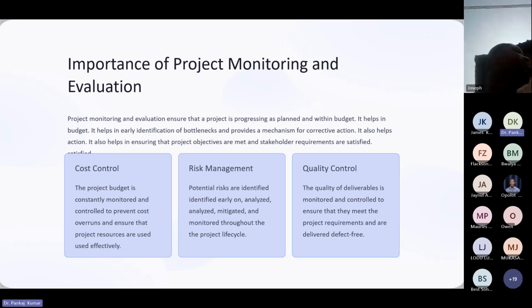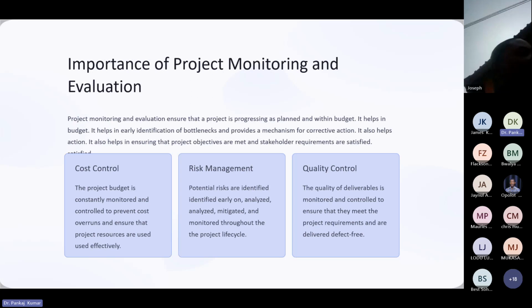In the event of scope changes or unforeseen circumstances that impact the budget, effective budget monitoring helps assess the financial implications of these changes and facilitates change management decisions. So effective budget monitoring and control contribute to the overall success of the project.